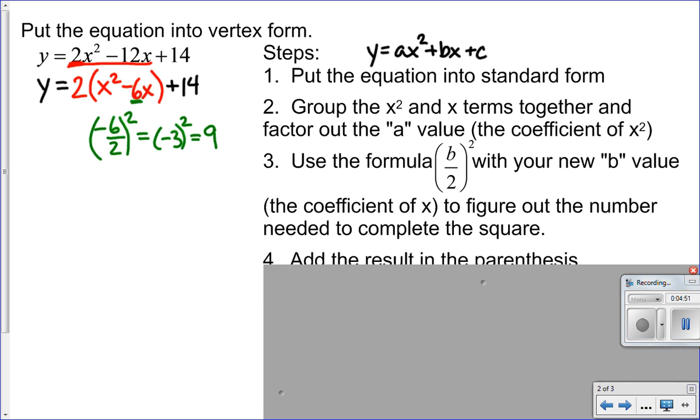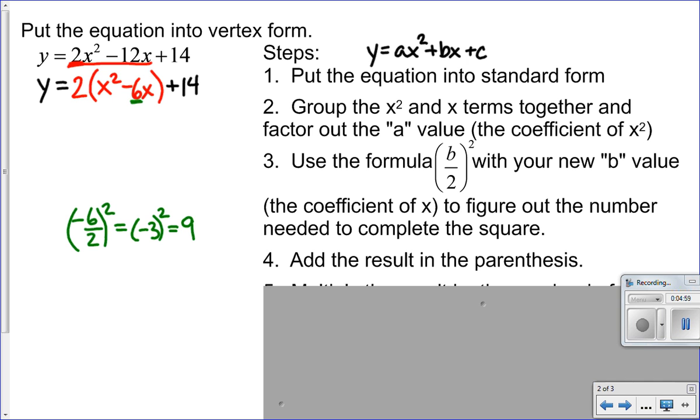So in step 4, we're going to add the result from our formula inside the parentheses. So we're going to take this 9 value. So we've got y equals 2 times the quantity x squared minus 6x. And we're going to add 9 inside the parentheses with the x squared and negative 6x.